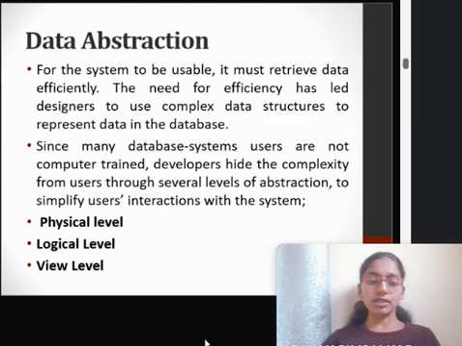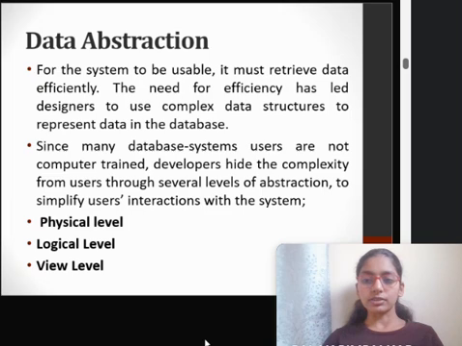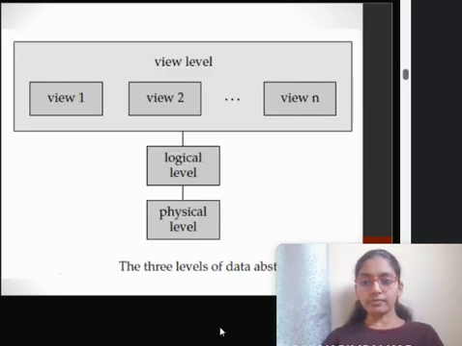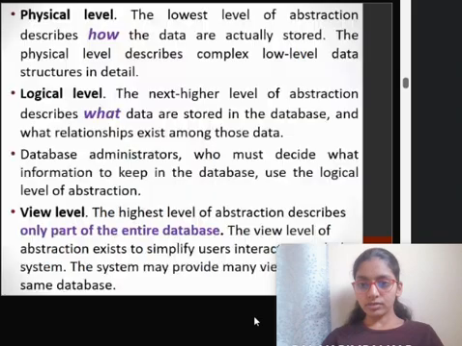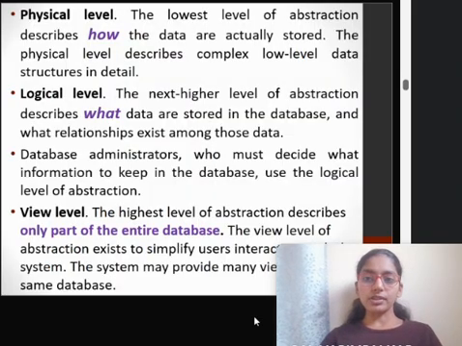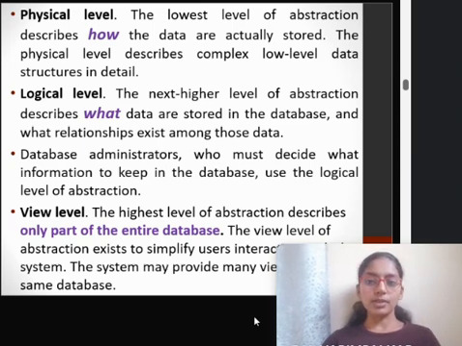There are three levels of abstraction. First, physical level; second, logical level; and third, view level. What is the physical level? The lowest level of abstraction describes how the data are actually stored. So, physical level is equivalent to how the data are actually stored. The physical level describes complex low-level data structures in detail.